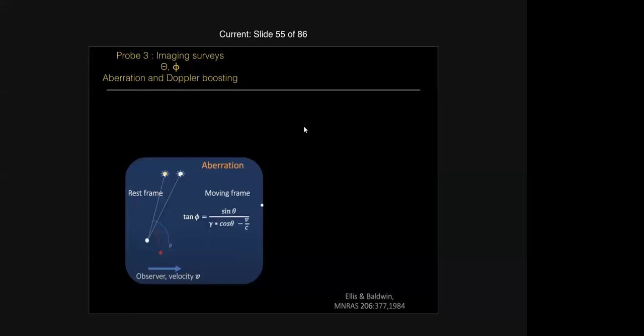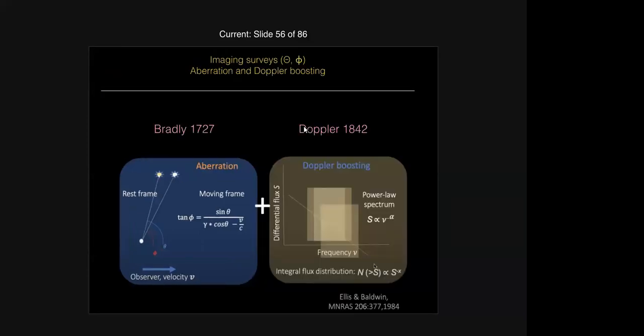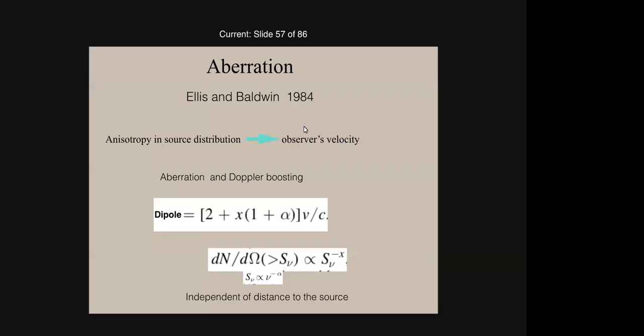And not only is there aberration, because when we look at sources using a telescope, usually these telescopes are flux limited. So there are certain sources that I would not see because they fall below my flux limit. But because I'm moving towards a certain direction, they would be Doppler boosted in that direction. So there is a second effect, which is known as Doppler boost. And using these two effects, I can find the velocity of the observer with respect to very distant sources. Now, this is a very powerful method.